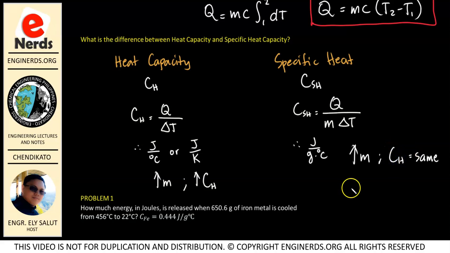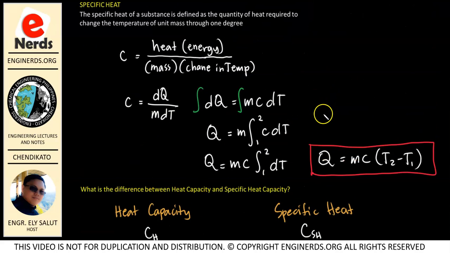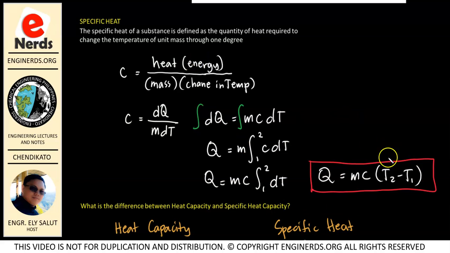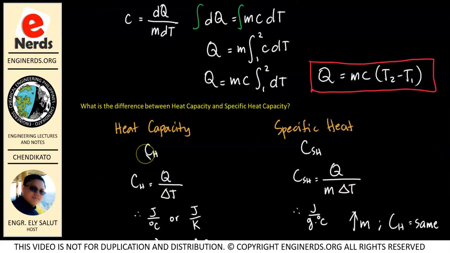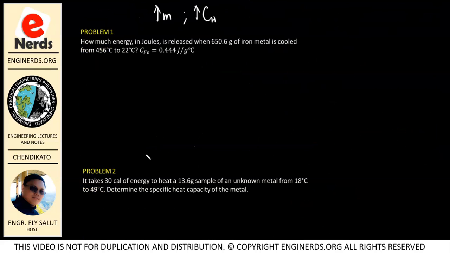So for example, you have water as our substance. So regardless if you have 200 grams of water or 100 grams of water, the specific heat will be the same. Okay, so yan basically yung pinagkaiba ng heat capacity sa specific heat. Okay, so let us apply itong natutunan natin. We learned about specific heat. This is our equation na derived. So let us solve this problem here.